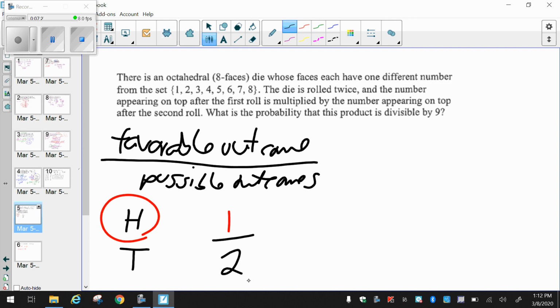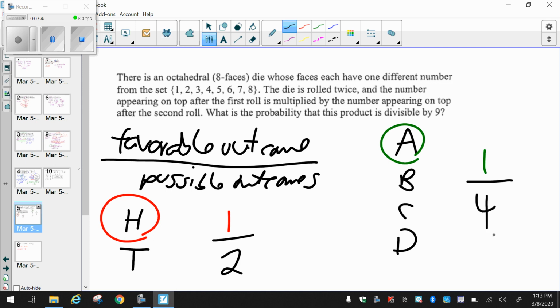Let's say I had 4 quarters, labeled A, B, C, and D, and I only win if quarter A comes up. That means my favorable outcome is 1 out of my possible outcomes, which is 4. So that's how probability works.